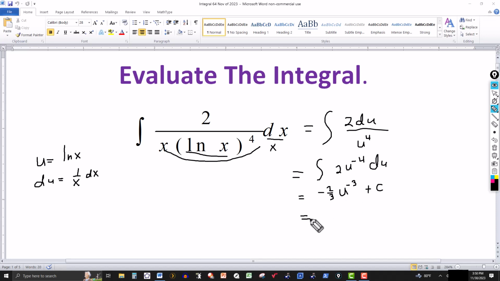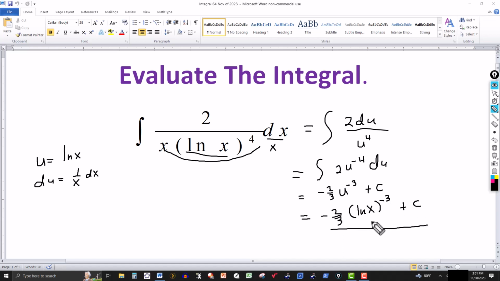And we always want to go back to the original variable. So it'd be negative 2/3 here, and then the u is ln of x. This is taken to the negative 3 power. I could put the negative 3 right in here, but I'll put it up here. This is plus the constant of integration.